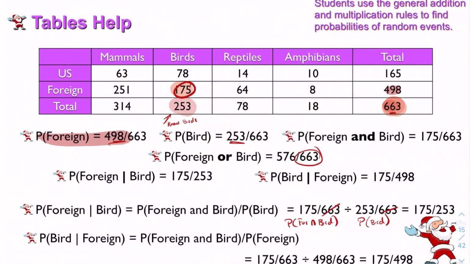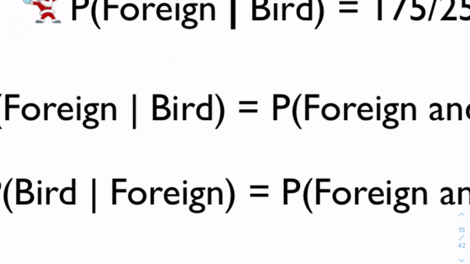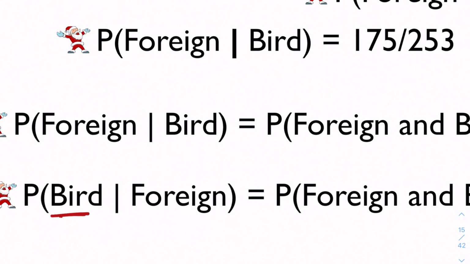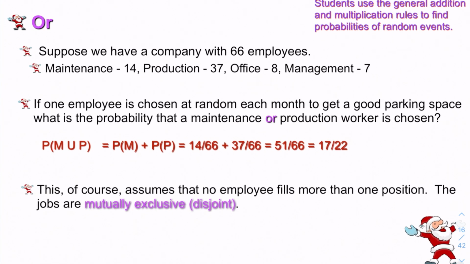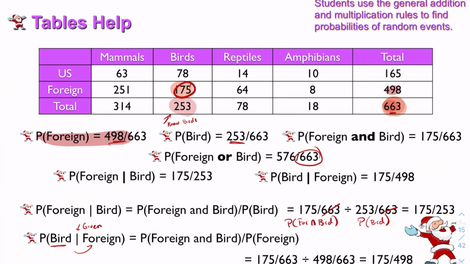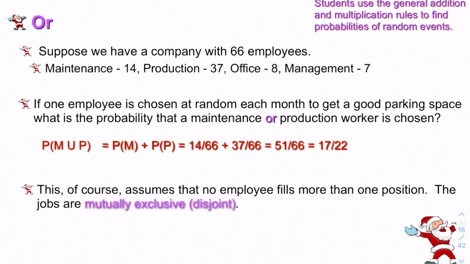Well, those denominators are the same, which allows me to look just in the specific subspace of birds. Likewise, if we flipped it, what's the probability that we are a bird given that they're foreign? It is the probability of foreign and bird divided by the probability of foreign, which would give us just 175. Again, that's our overlap. But in this case, we're looking at the foreign total, which gives me 498. So two ways of looking at the same type of contingency table.